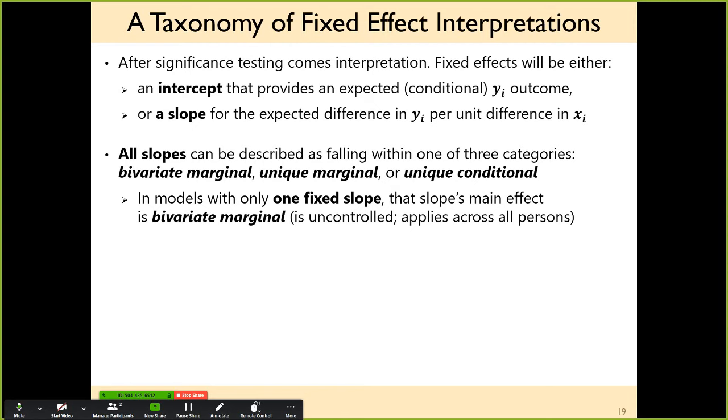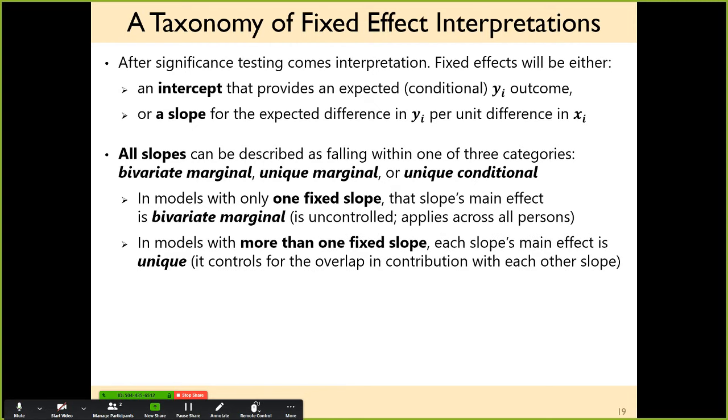If I have a model with more than one slope in it, that could be more than one slope for the same predictor, or more than one slope because of more than one predictor. It doesn't change the interpretation. Each of the slopes, the main effects, is called unique. It's the effect of that particular term controlling for everything else.